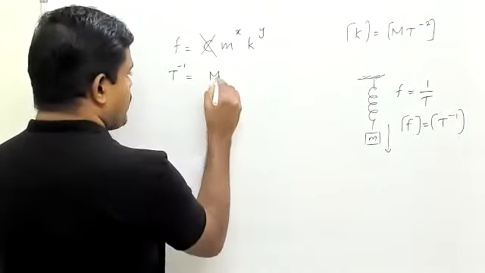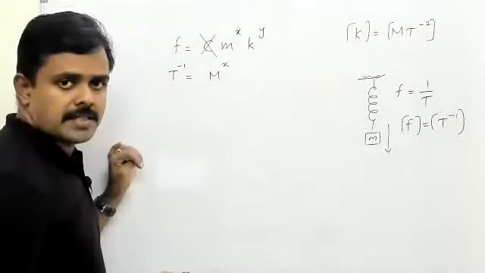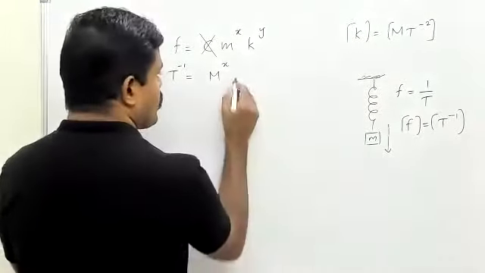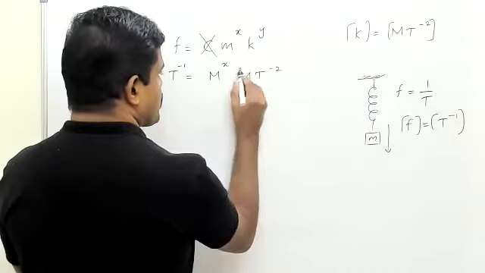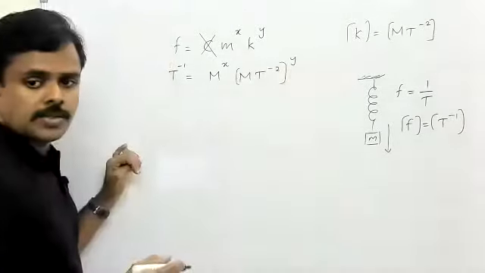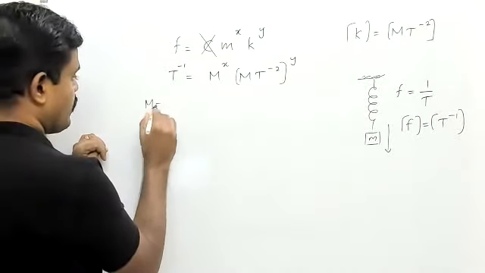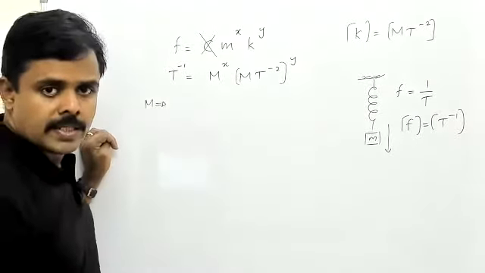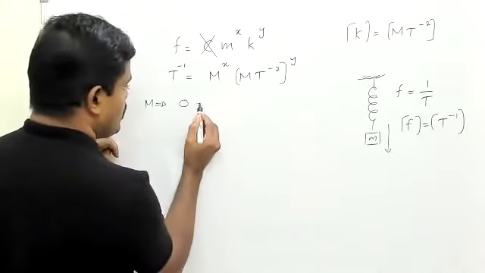Then m's dimensions are M raised to x. Spring constant, I wrote it there. M T raised to minus 2, raised to y. So let us compare M's now. What do we get if you compare M's on either side? There is no M on the left side. I don't see anything. Do you see?